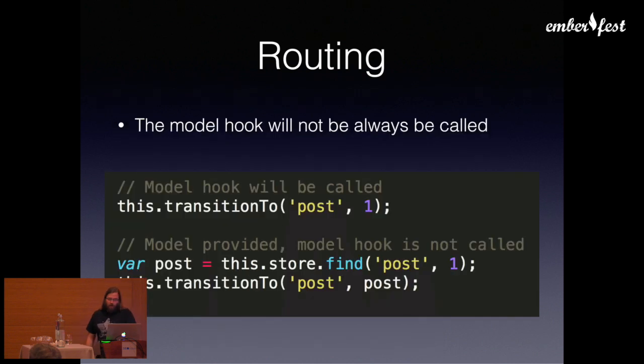The model hook is not always called, and it's sometimes quite complex to figure out when it is called or not. There's very recently better documentation about this in the router API docs. Basically, the model hook is always called if you give an integer or a string to transitionTo. If you give an object to transitionTo, the model hook is not called and it's skipped. This also applies to link-to helpers in templates.